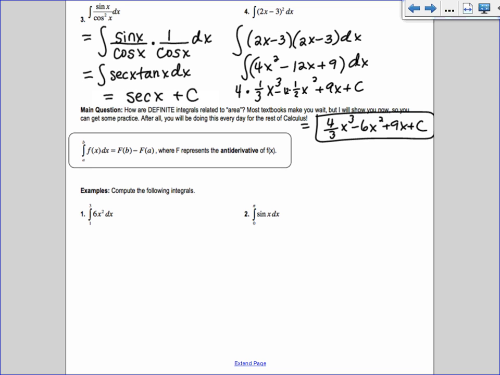Okay, so the whole question is, like, how are definite integrals related to area? Most textbooks make you wait a really long time before they tell you, but it's the antiderivative. It's the same thing, integration. The more practice you have with this, the better. So if you have the integral from a to b of f of x dx, it's equal to F of b minus F of a, where F is the antiderivative. If I have something with numbers, it's representing an area on a certain interval.